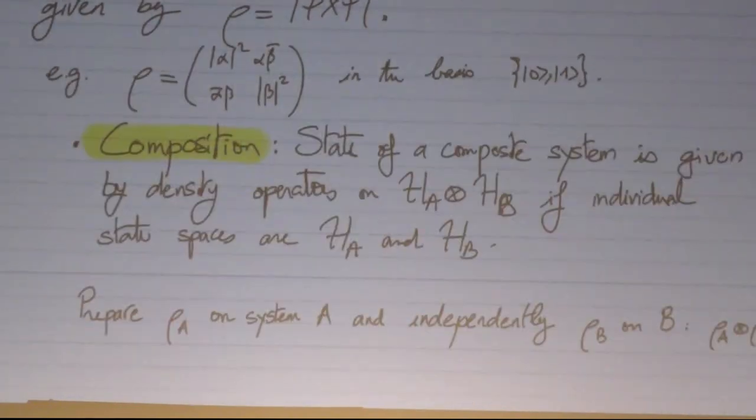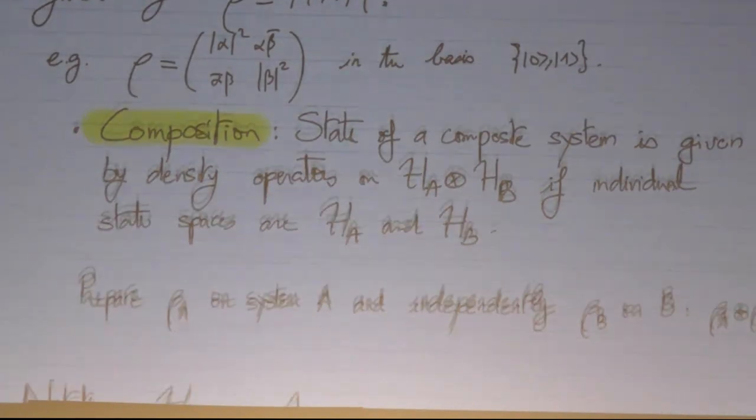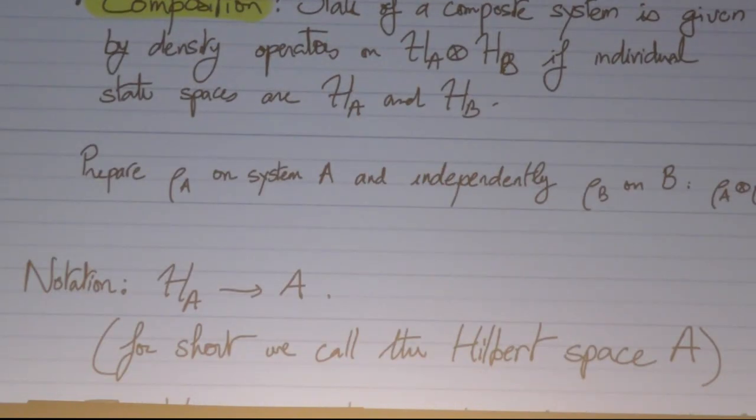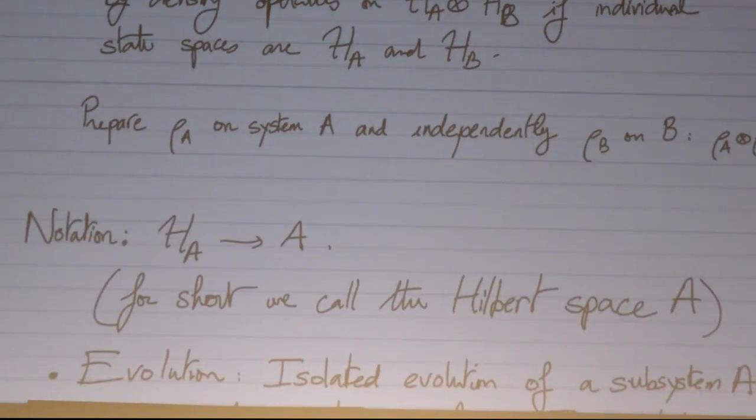Okay, now I'm talking operationally about how to model systems. If I have a composite system, I have to tell you what the corresponding Hilbert space is, and it's the tensor product of the two corresponding Hilbert spaces. If I physically prepare two systems independently, A and B, then the corresponding state is just rho A tensor rho B. But of course, in general, if there are correlations, the state would be more general.